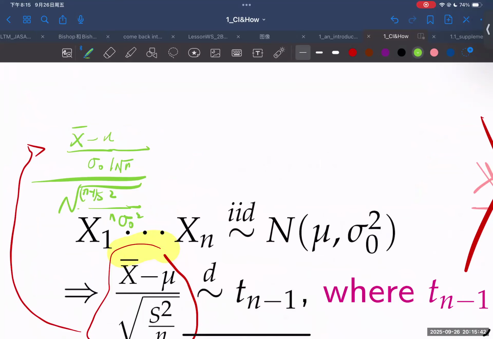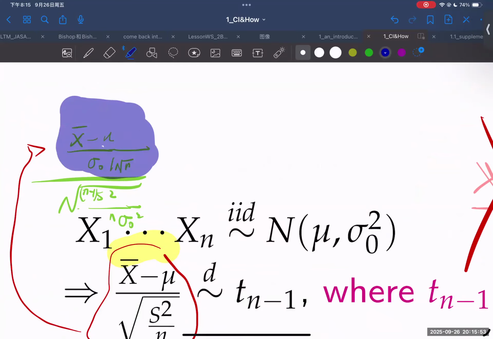This is the way people write it. See that? So this is a quotient. For this quotient, we actually have two parts. One is in this way. If you look at this way, you know what it is? Standard normal, right? Yes, this is our standard normal.